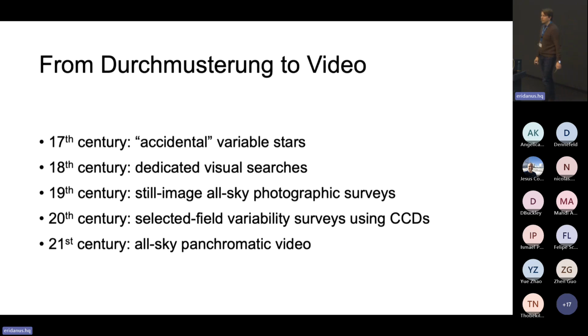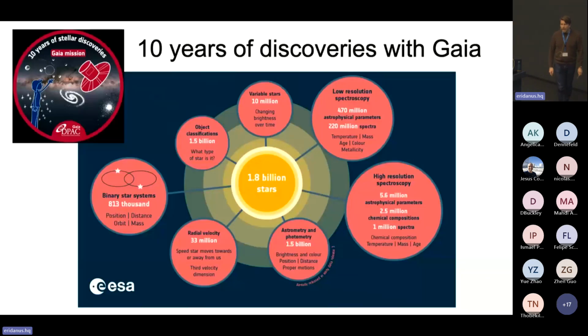We will just want to have time-resolved information always, and this is, of course, wonderful for all of us here in this room. Now, Gaia has been up at L2 for about 10 years now, and we just celebrated the 10-year launch event. And Gaia has been really wonderful for stellar variability for many reasons. One, of course, being that it surveys 1.8 billion stars.